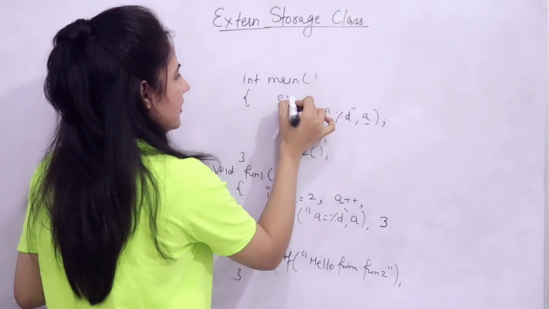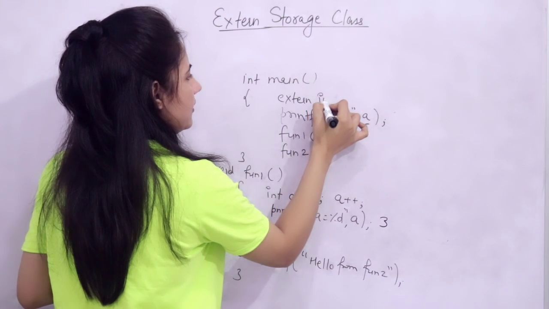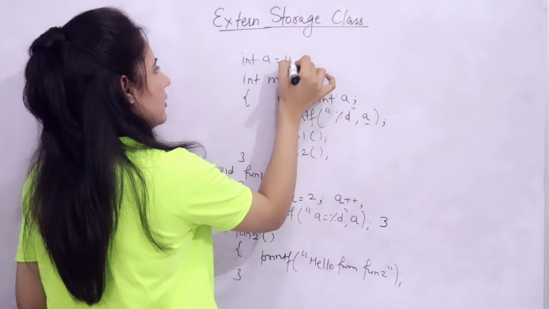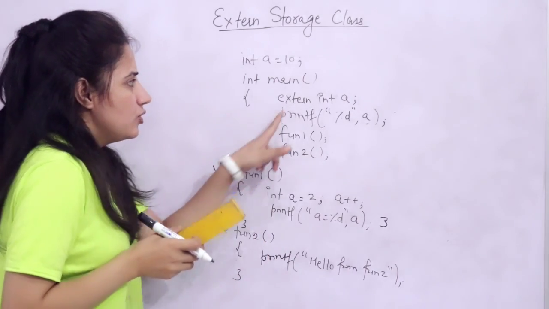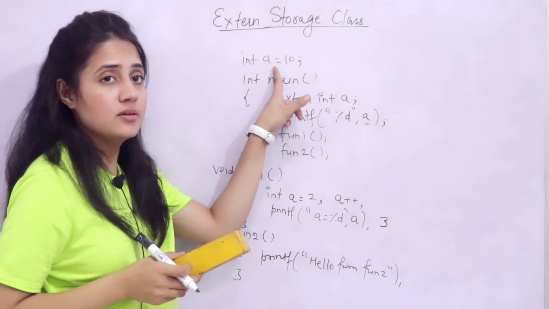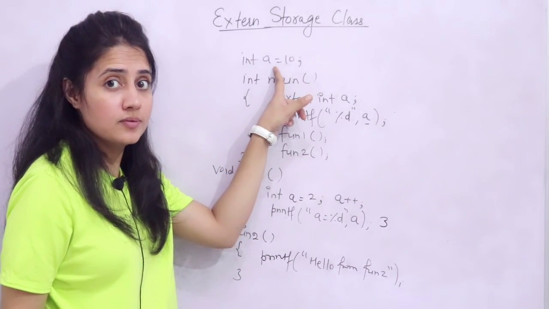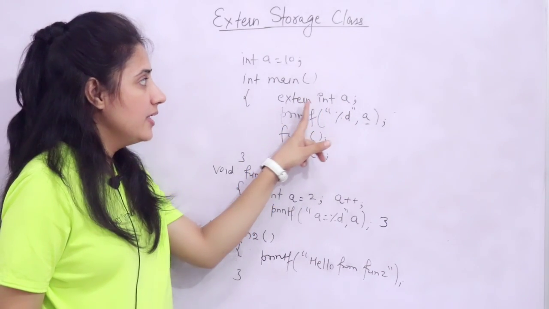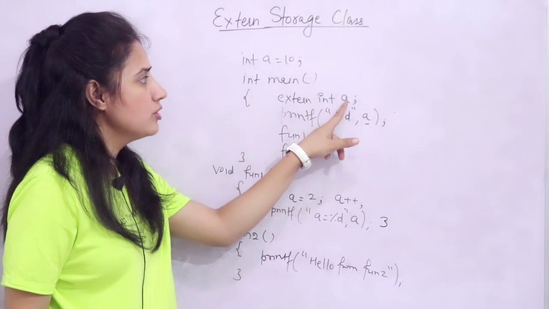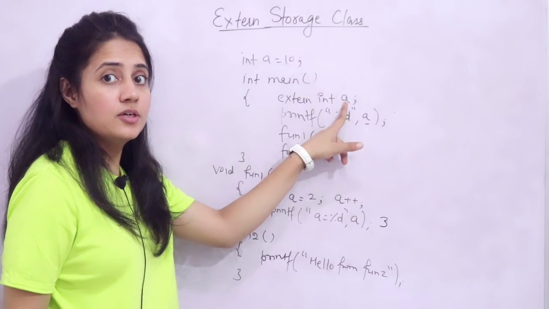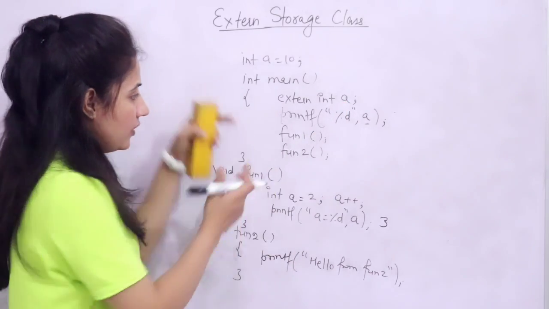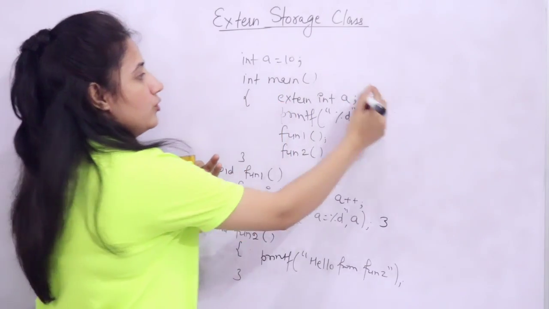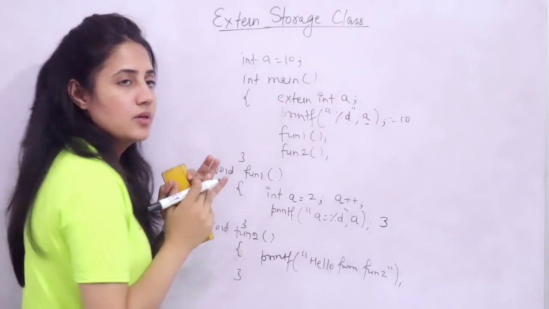And if I write something like extern int a here, and here I write int a equal to 10, this line is the definition, declaration plus definition, right? This line is just a declaration. It will declare a global variable a and tell the compiler that I want to use a which is defined somewhere else, not within this block but somewhere else. So where is this a defined? Here. So it will print 10, right?